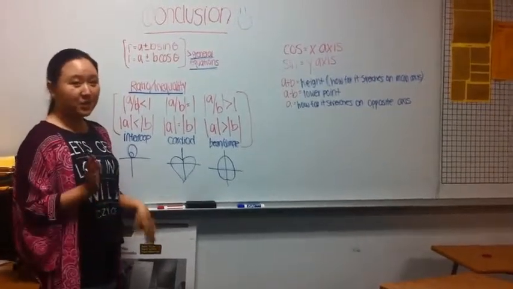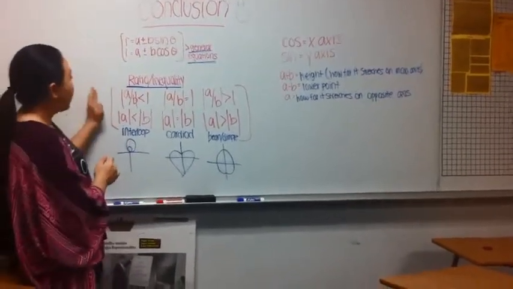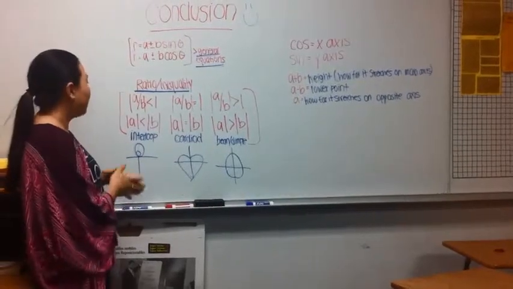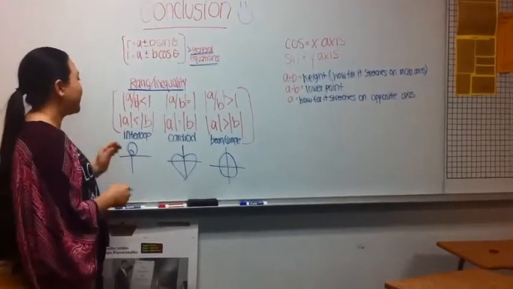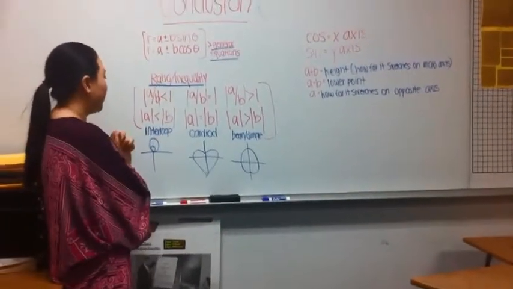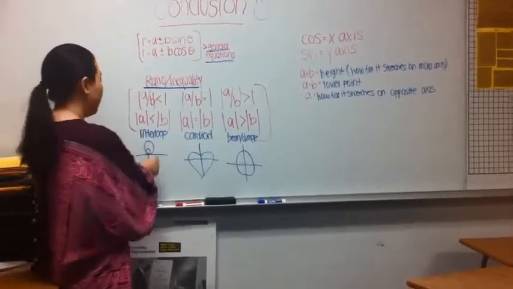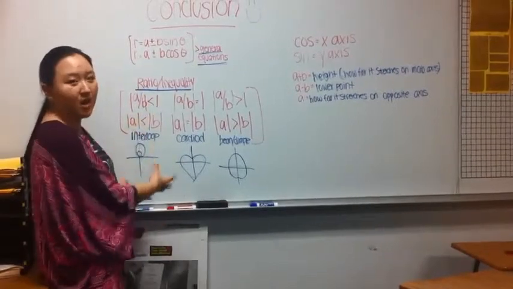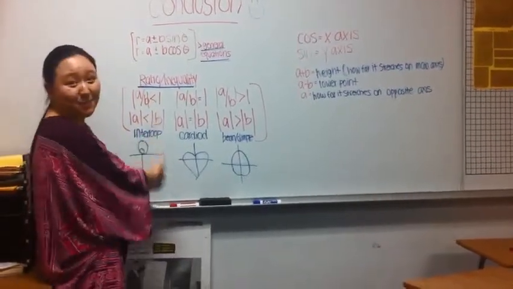Again, you have a preference on which one you want to use. It will be the absolute value of a over b is less than 1, or the absolute value of a is less than the absolute value of b. If it fits these criteria, then you are going to have an inner loop, which will always hit the pole.